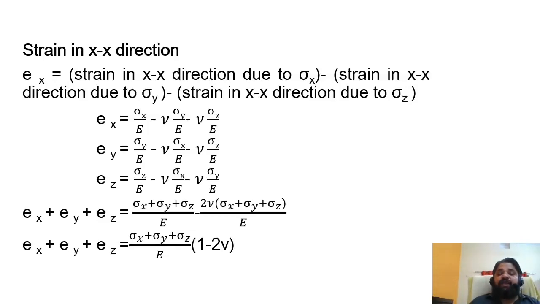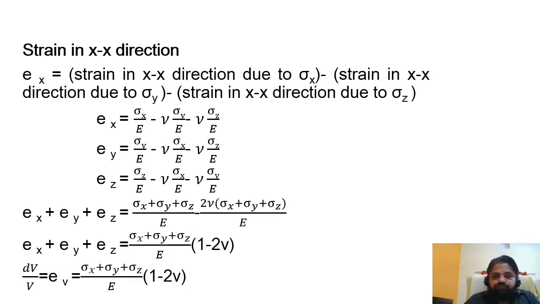Here you see there is no shear strain occurring, although a volumetric strain occurs. So if there is a normal stress, normal stress always tries to change the volume of the component. It can be explained in a similar way. So now the change in volume, or volumetric strain, can be represented as dV by V equal to sigma x plus sigma y plus sigma z by E into 1 minus 2 nu.